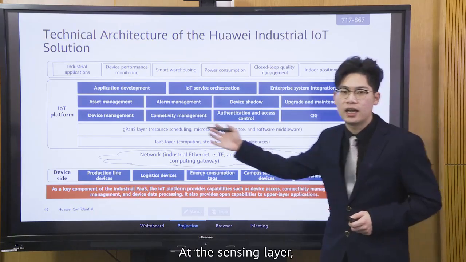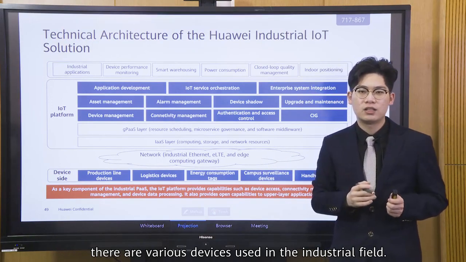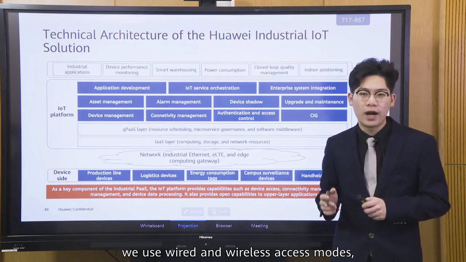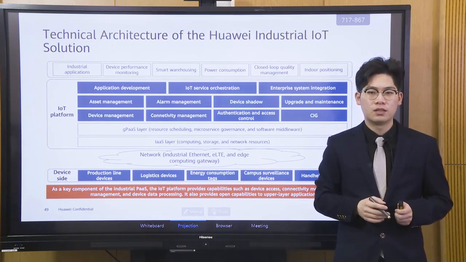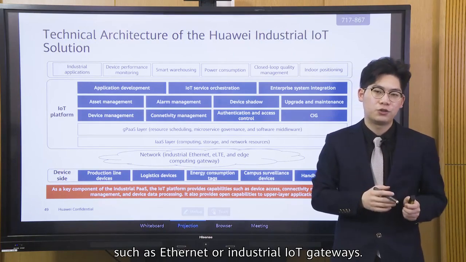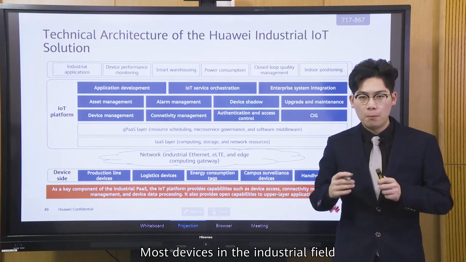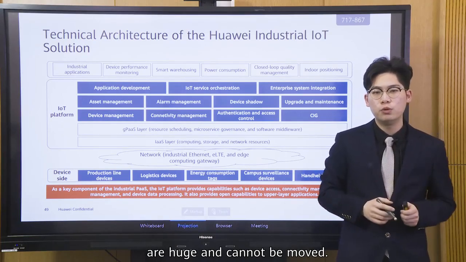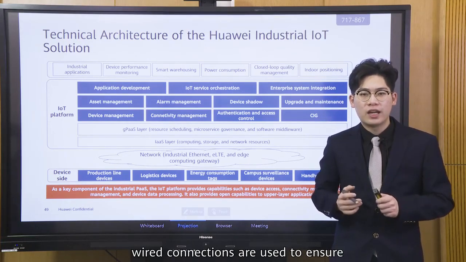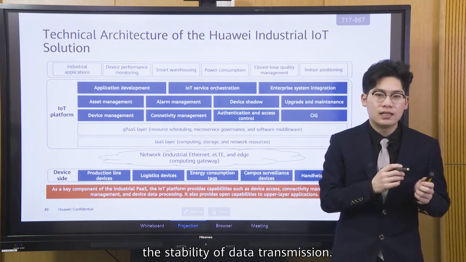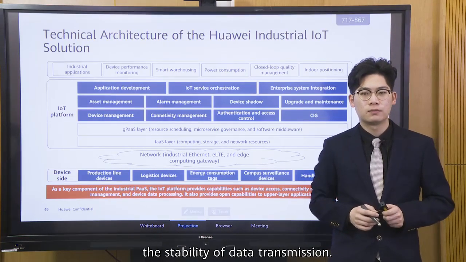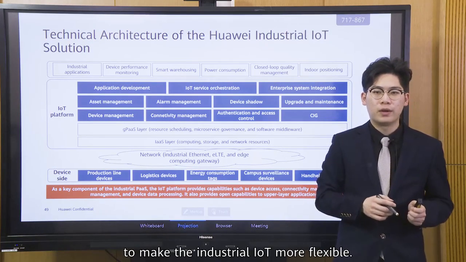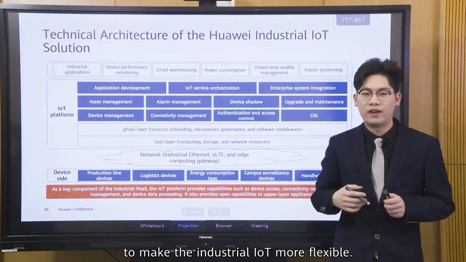At the sensing layer, there are various devices used in the industrial field. At the network layer, we use wired and wireless access modes, such as Ethernet or industrial IoT gateways. Most devices in the industrial field are huge and cannot be moved. Therefore, wired connections are used to ensure the stability of data transmission. We will gradually start using wireless connections to make the industrial IoT more flexible.